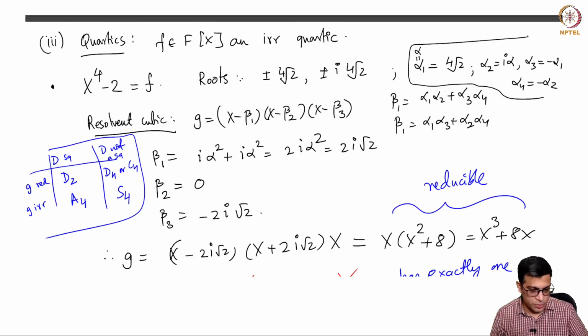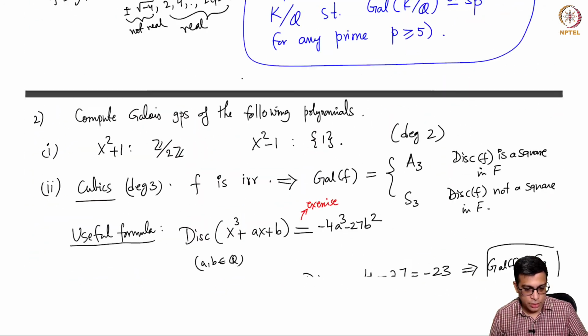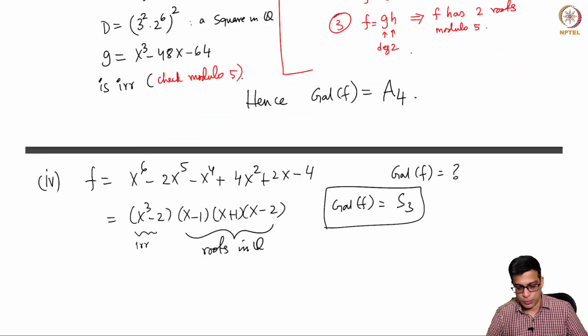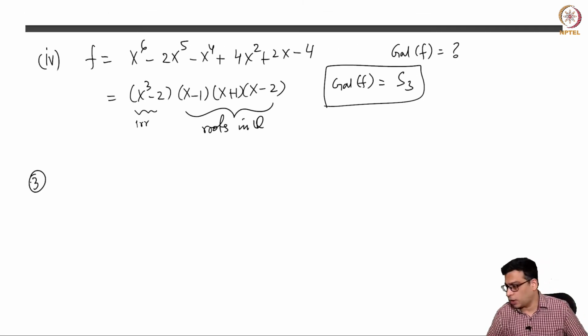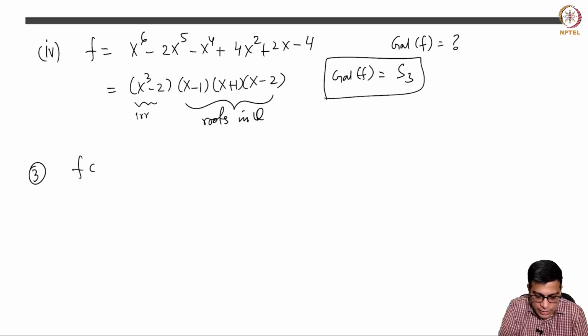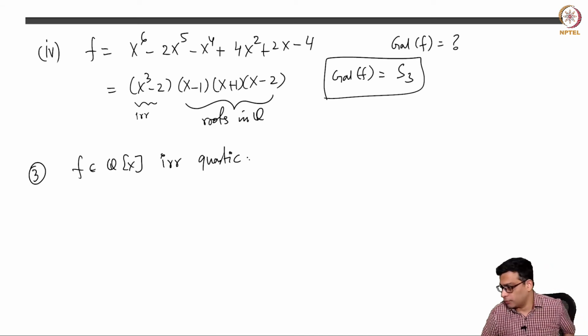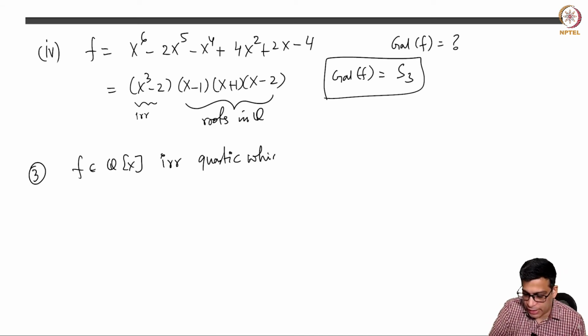So before I stop this video, I lost track. So the second problem was computing Galois groups. So the third problem, still with quartics. So let's say F is an irreducible quartic, degree 4 in other words, which has exactly 2 real roots.